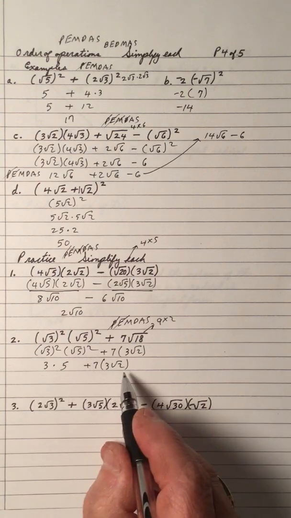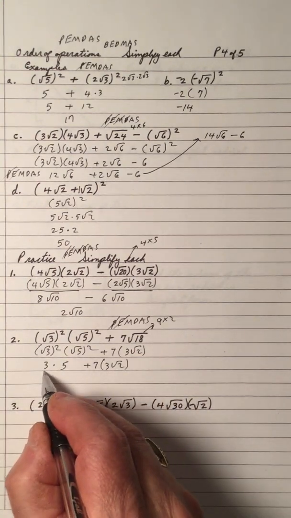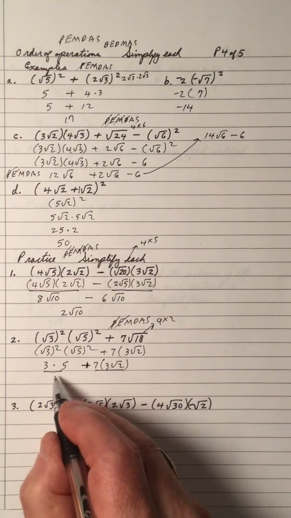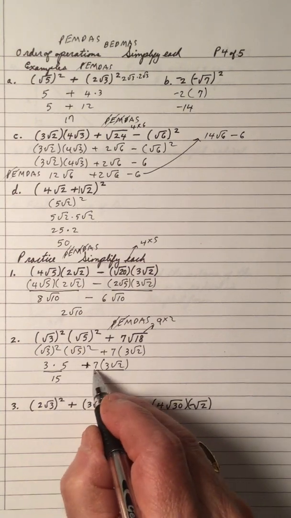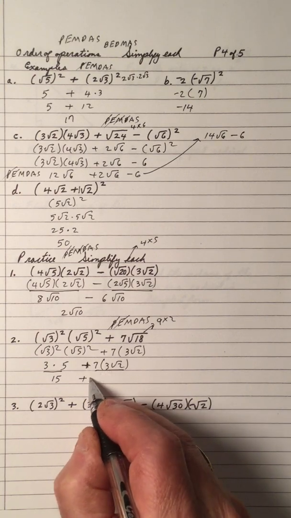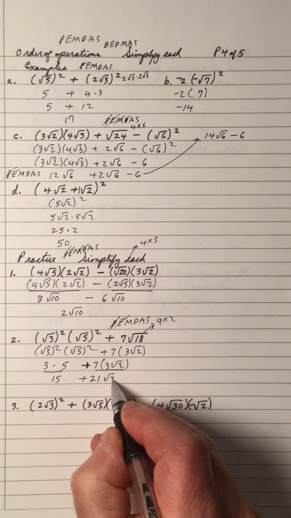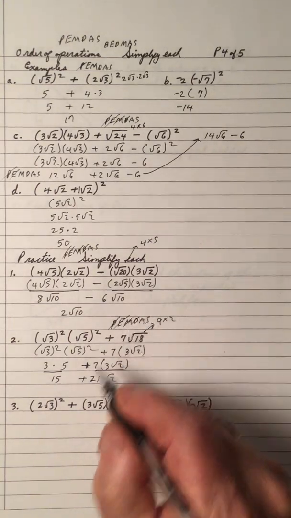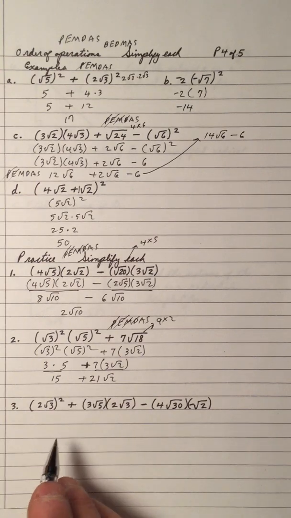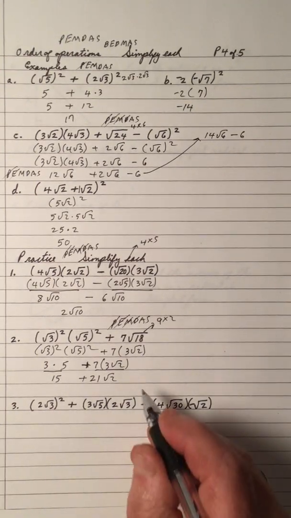Now we have to do multiplication, division, left to right. So we have to multiply this and do addition after. So that's a 15. And 7 times 3 root 2 is 7 times 3 is 21 root 2. And multiplication, division is done. And we can't add these together, so we leave it like that because they're not like terms.